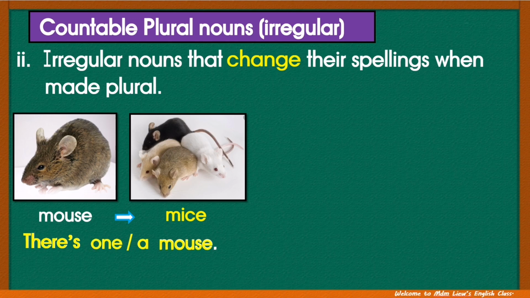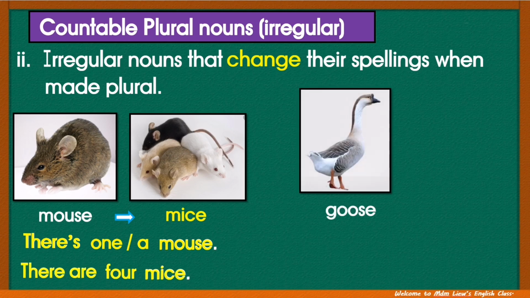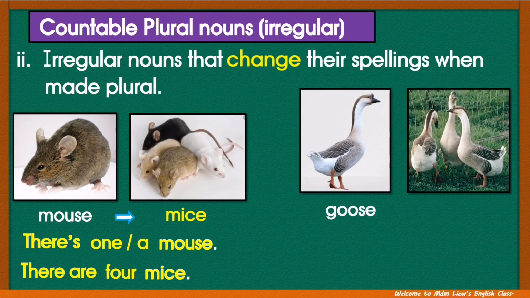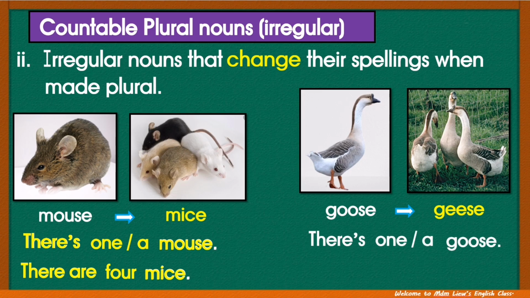Now, to write the sentence in plural form, start with there are, followed by the quantity four, then the plural noun mice. There are 4 mice. Number 2. Goose. The plural of goose is geese. To write the sentence in singular form, start with there's, followed by the quantity for singular, one or a, then the singular noun goose. There's one or a goose.